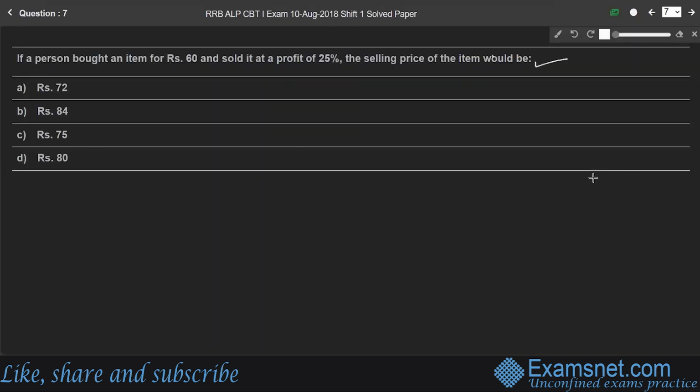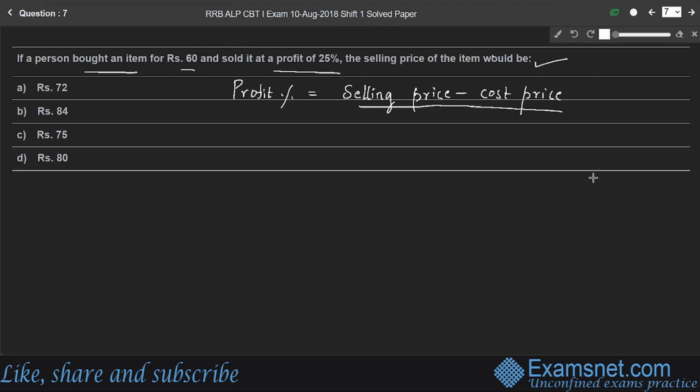Question number 7. If a person bought an item for 60 rupees and sold it at a profit of 25%, the selling price of the item would be. For this, we are using the formula of profit percentage. Profit percentage is always selling price minus cost price over the cost price into 100. Since selling price is more than the cost price, there is a profit.